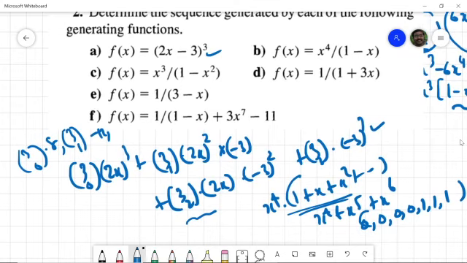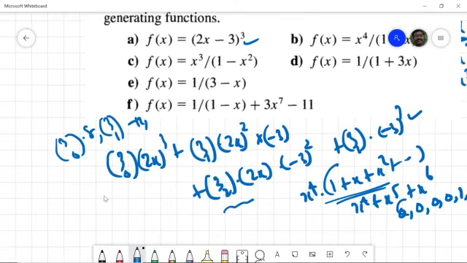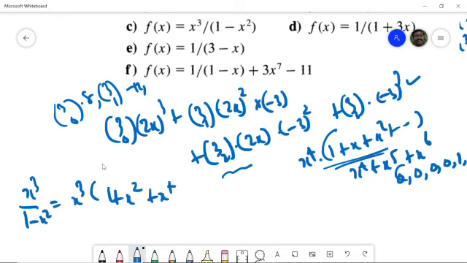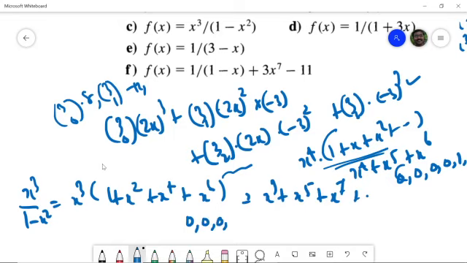Okay, now look at this third problem, C. What is it? x cube by 1 minus x square. Please do it yourself. So how will you find it? It is x cube by 1 minus x square. The corresponding expansion would be x cube times 1 plus x square plus x raised to 4 plus x raised to 6 etc. So the value is x cube plus x raised to 5 plus x raised to 7 plus etc. So the series would be, the term corresponding to 1 is 0, term corresponding to x is 0, x square is 0, x cube is there, again x raised to 4 is 0, x raised to 5 is there, x raised to 6 is 0, x raised to 7 is there. So this is the corresponding sequence.